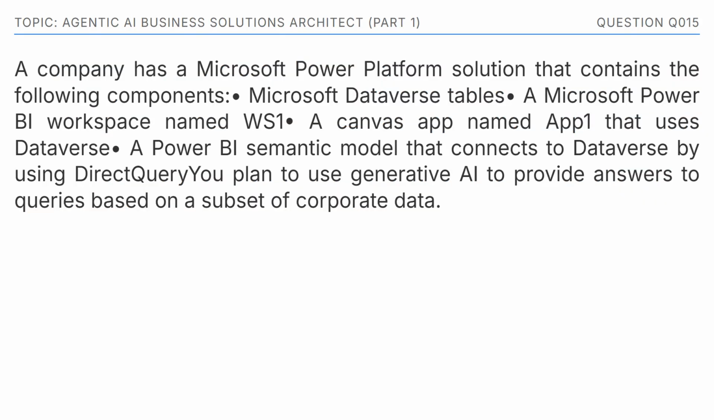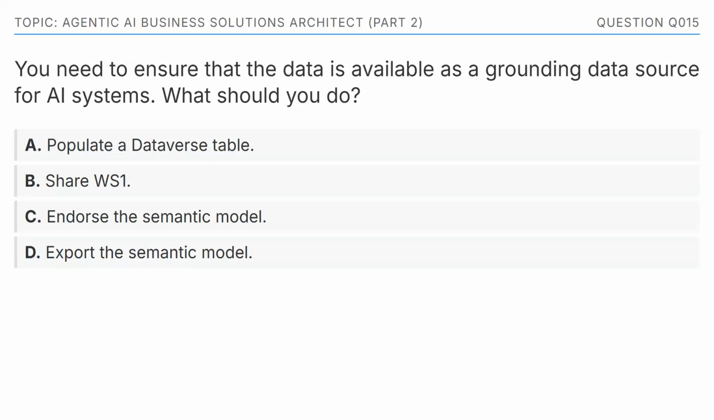A company has a Microsoft Power Platform solution that contains the following components: Microsoft Dataverse tables, a Microsoft Power BI workspace named WS1, a Canvas app named App1 that uses Dataverse, a Power BI semantic model that connects to Dataverse by using direct query. You plan to use generative AI to provide answers to queries based on a subset of corporate data. You need to ensure that the data is available as a grounding data source for AI systems.